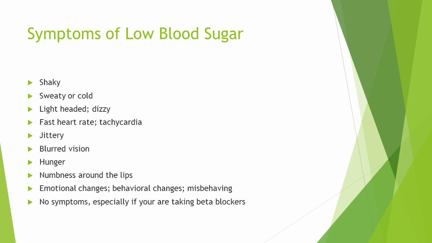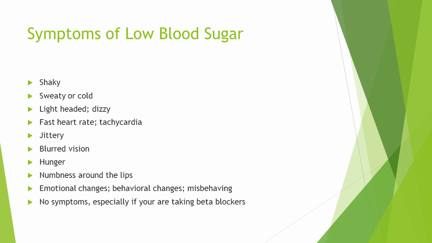There may be emotional changes. Some people will start to cry. There could be behavioral changes in children. They could misbehave. So before you discipline, you have to check their sugar. If it's not low, proceed on with discipline. But if they're low, treat the low blood sugar.